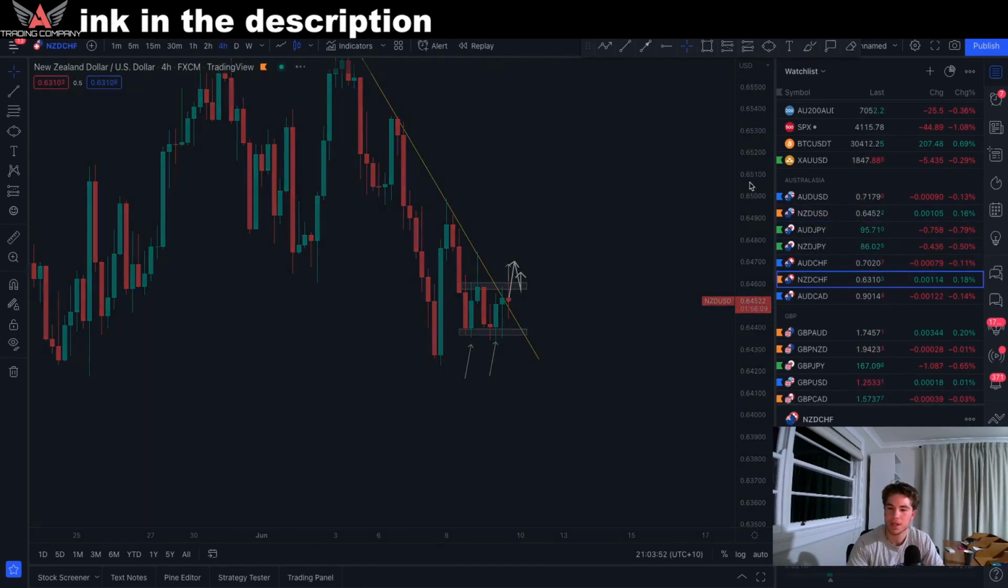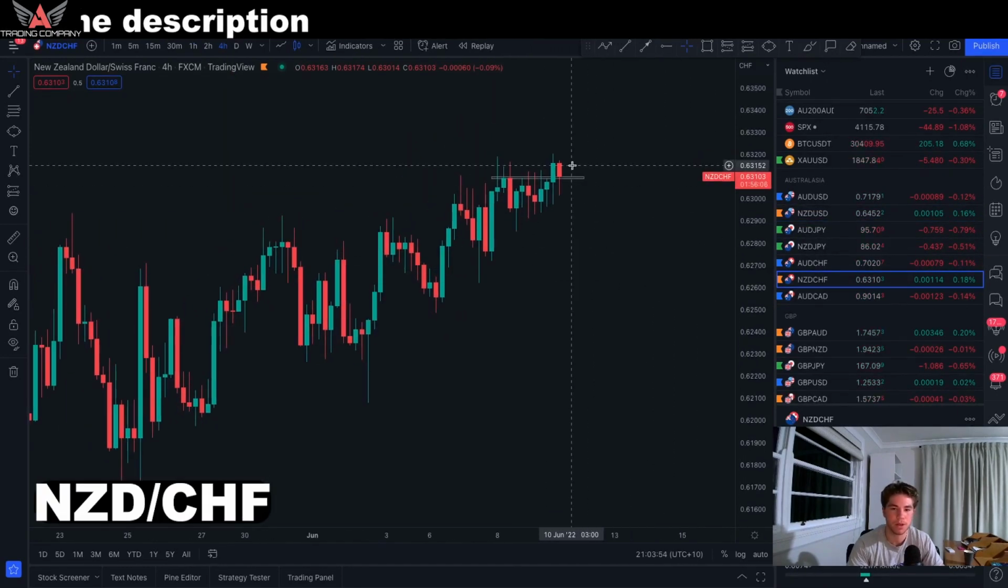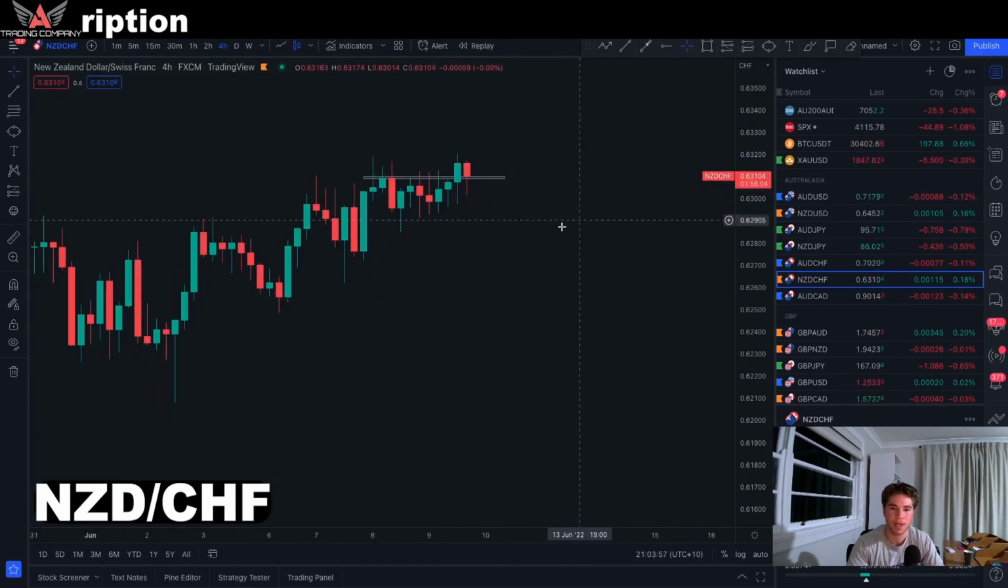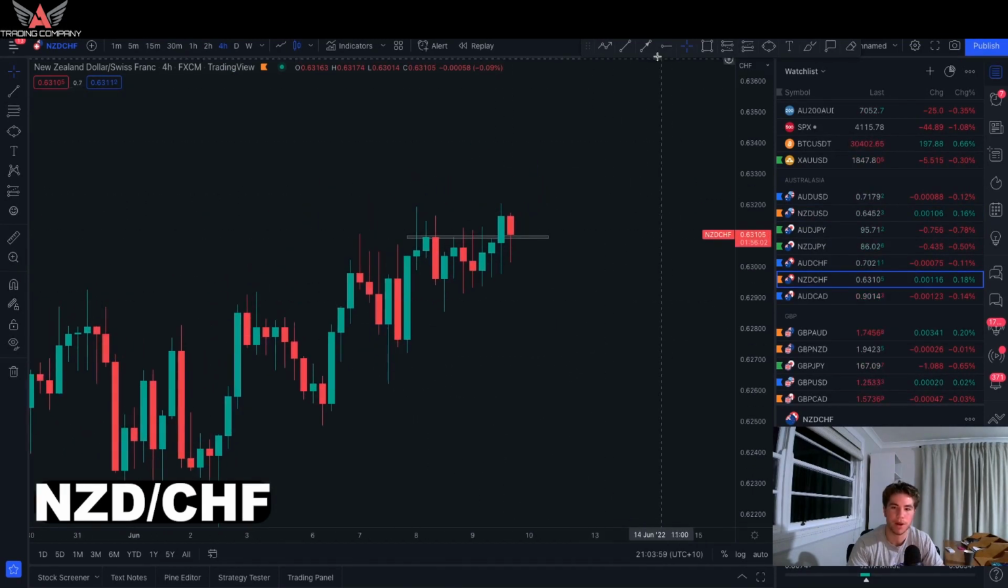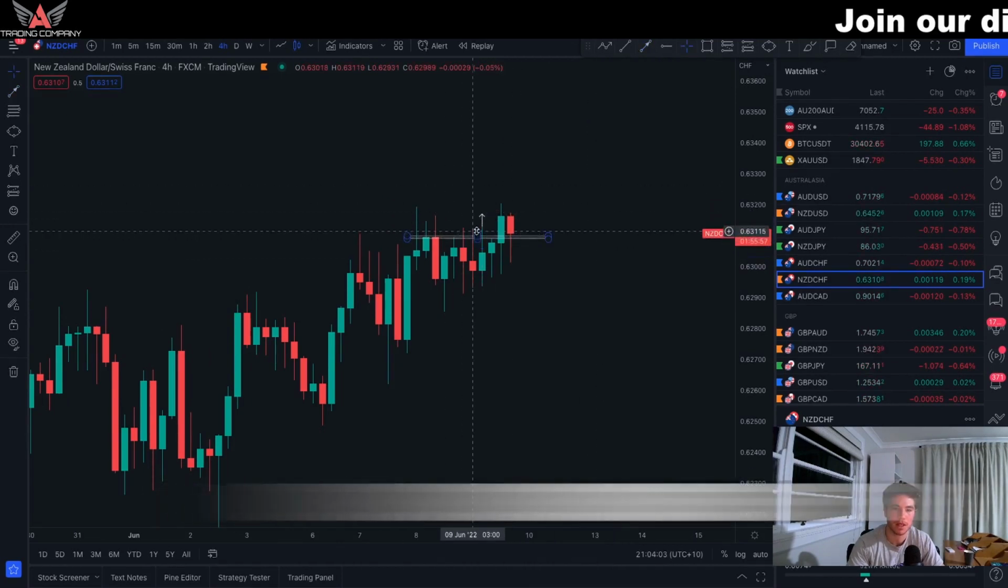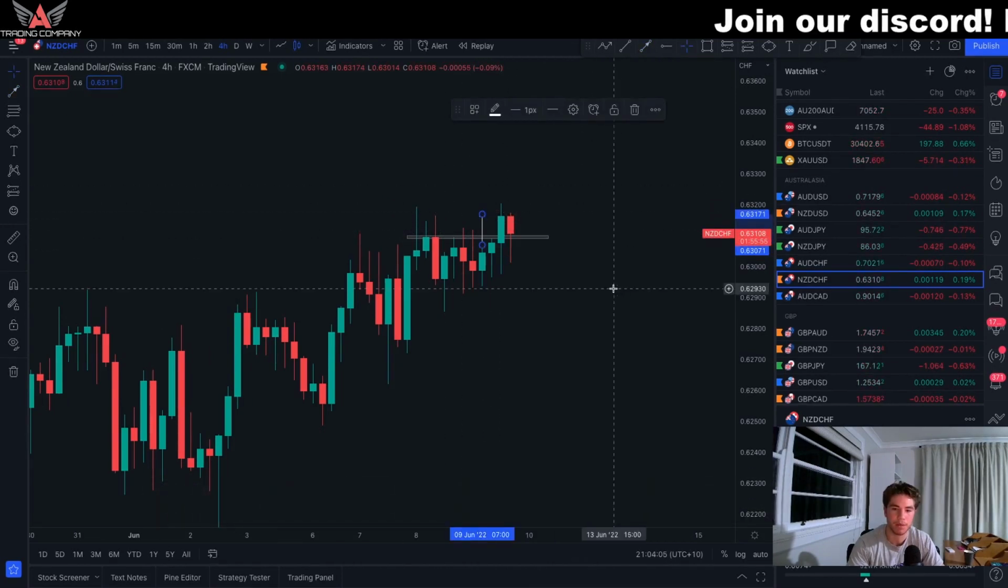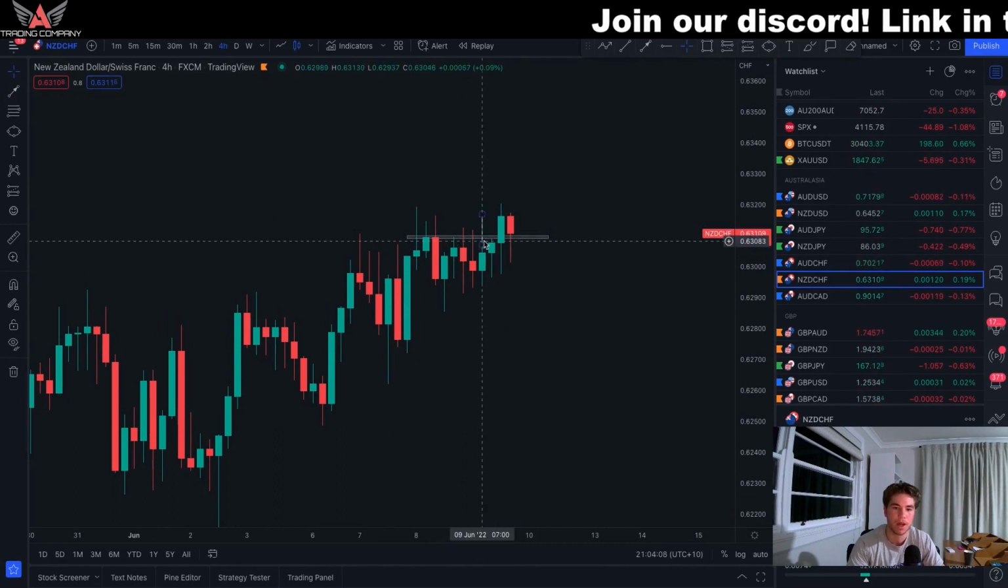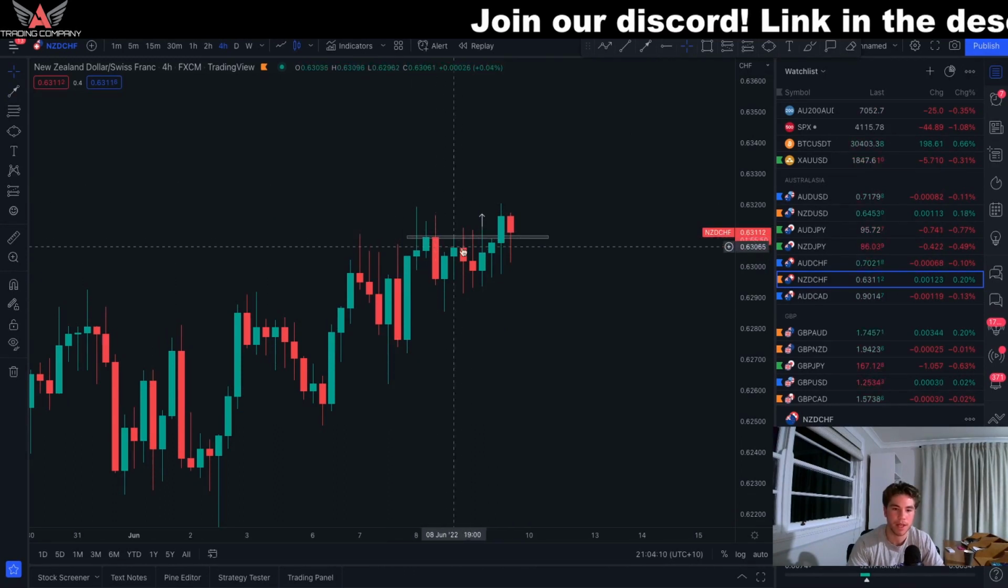Okay, let's continue with New Zealand dollar, Swiss franc. Okay, so instantly we can start seeing here with the 4 hour that we've broken and closed above a level which in the past price has failed to break above multiple times. Okay, so this is obviously a very key level in the market.